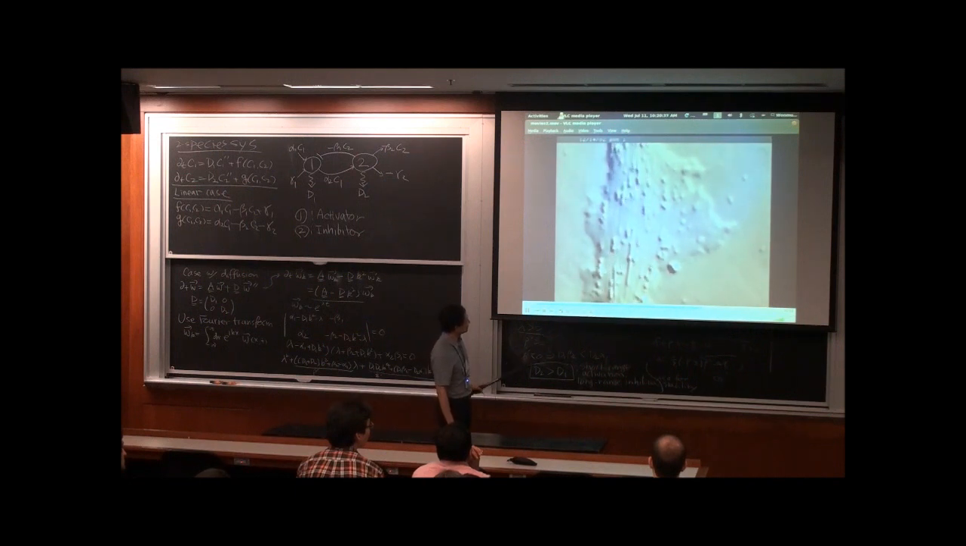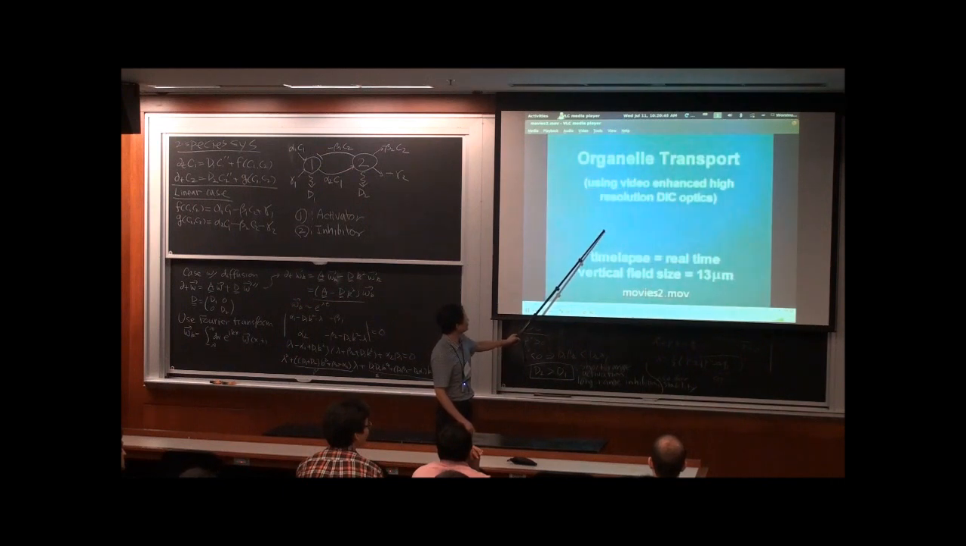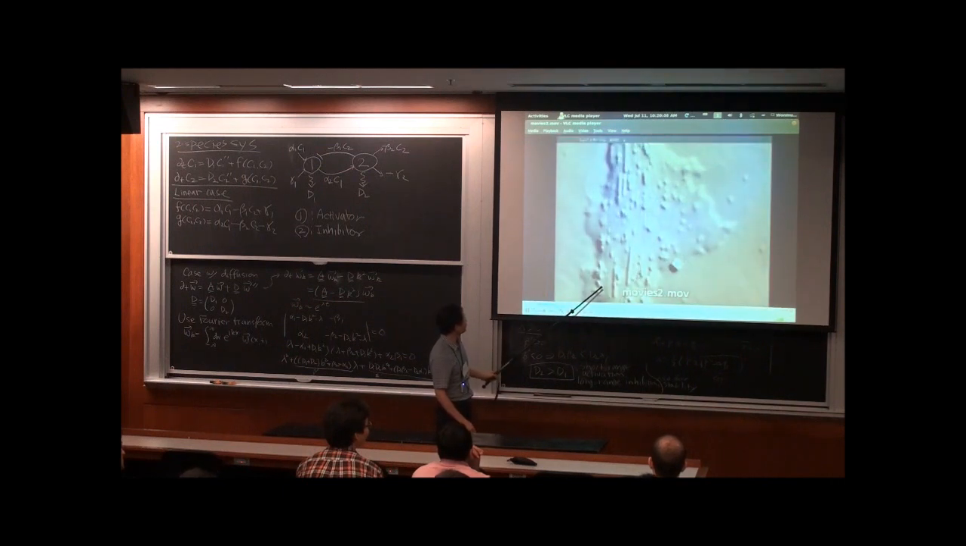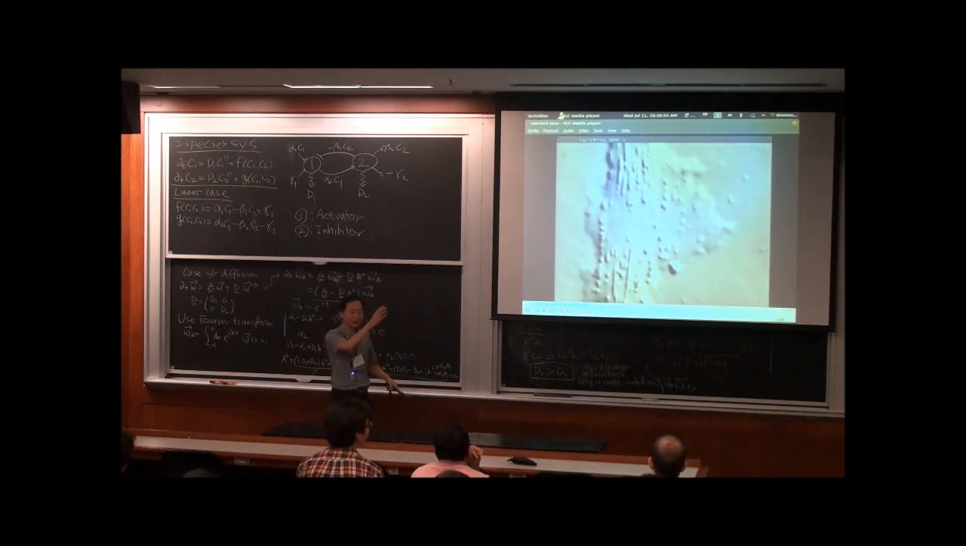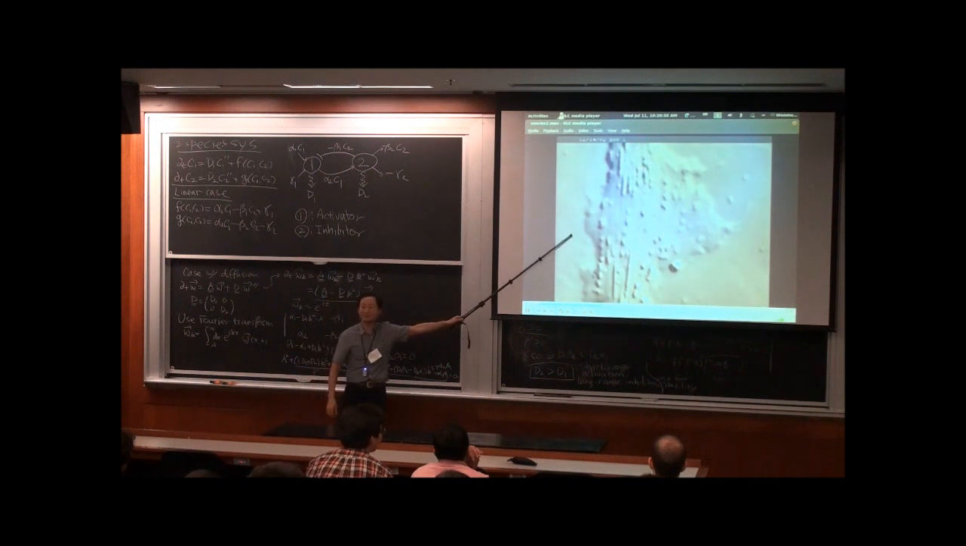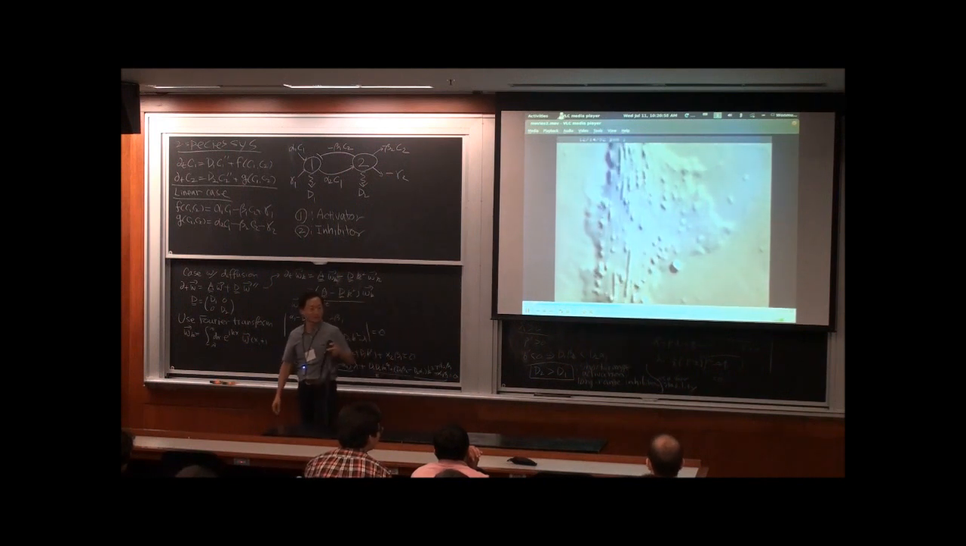Maybe this one. Let's see. Yeah, maybe this one. It goes there. Oops. If you pay attention, you will see things going back and forth, which is like this active biased diffusion. So what's happening inside?